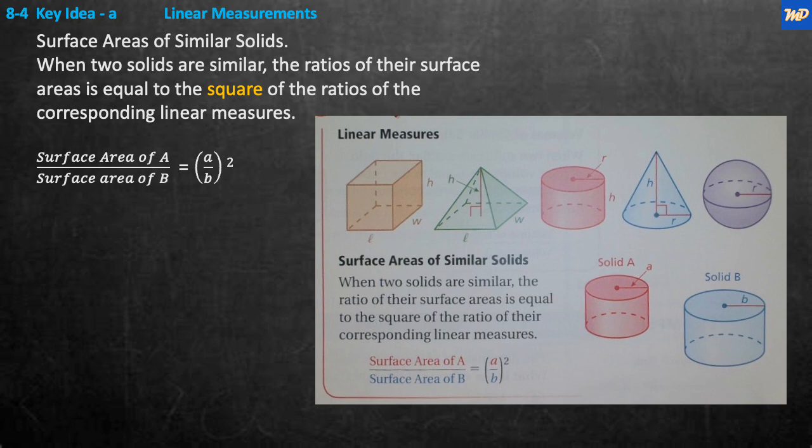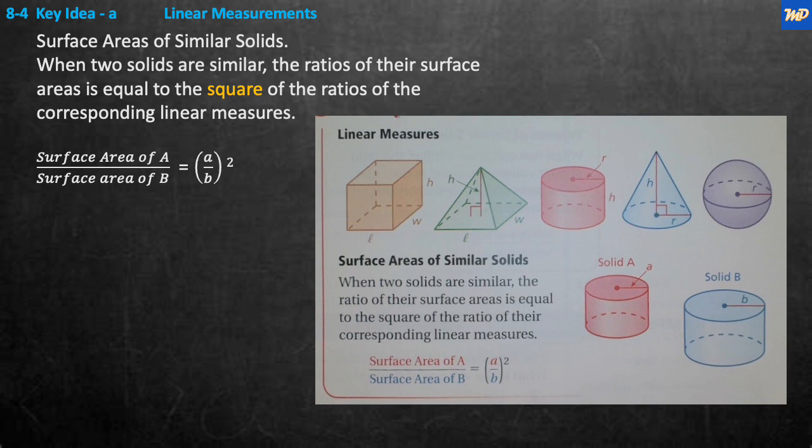Okay, on key idea A, we're going to call this linear measurements, is kind of what we're talking about: surface areas of similar solids. Before, we were just talking about the lengths of sides, missing lengths of sides. Now we're talking about surface areas of similar solids.